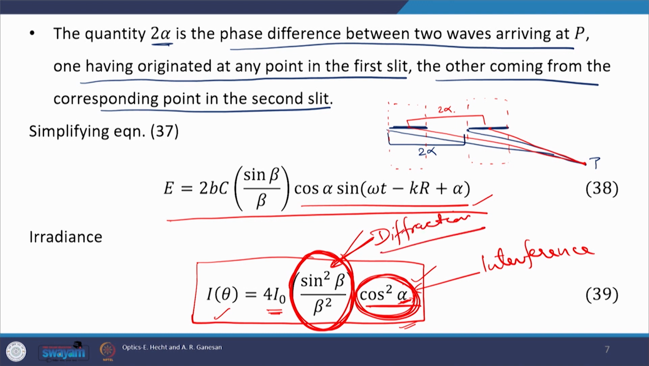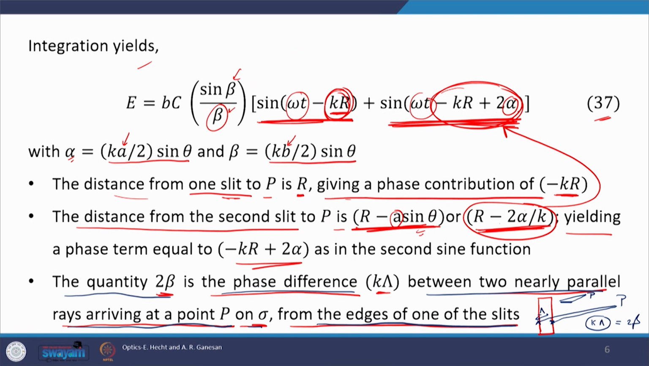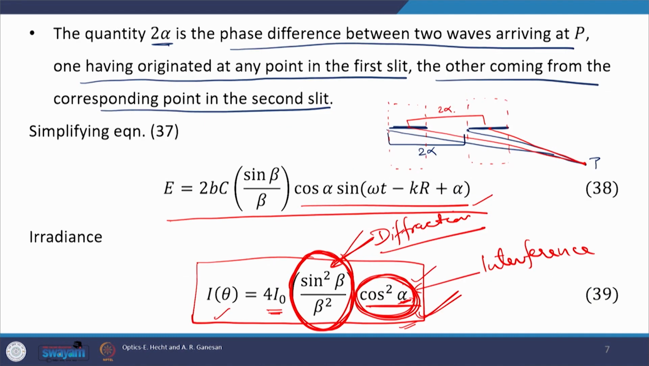This is the interference term; the cos square alpha term is a rapidly varying function. Alpha is k a by 2 sin theta. A is large as compared to b, therefore cos square alpha will vary rapidly. Beta is smaller, k b by 2 sin theta. Therefore, diffraction is a slowly varying function and interference is a rapidly varying function. Therefore, diffraction will modulate the interference term.